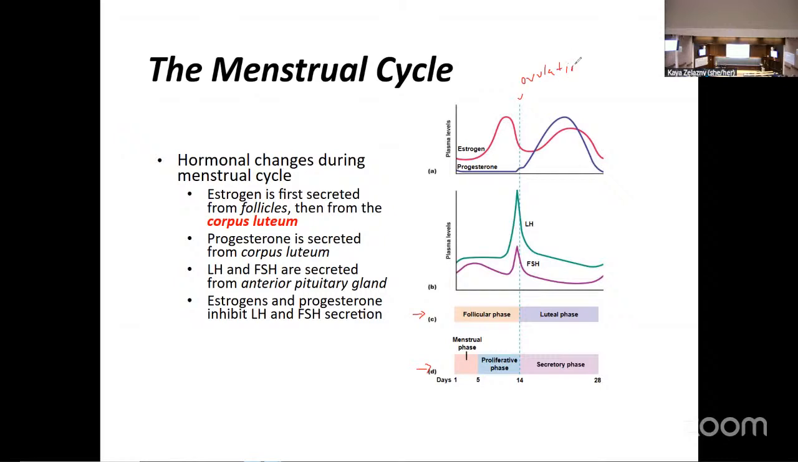Okay. And up top, we're taking a look at blood plasma levels of estrogen and progesterone. And then here in B, we're looking at the hormonal signals coming from our anterior pituitary, which are LH, luteinizing hormone, and FSH, follicle stimulating hormone. Okay, that's orienting us to those graphs.